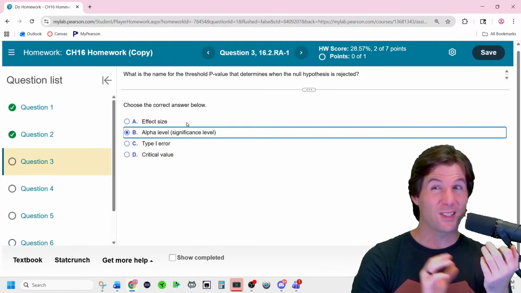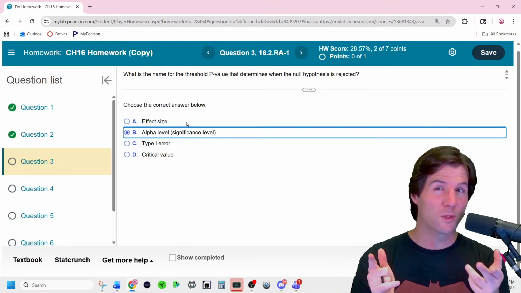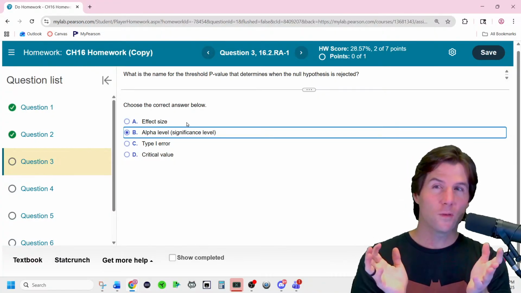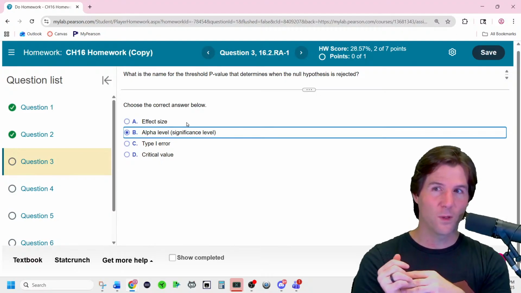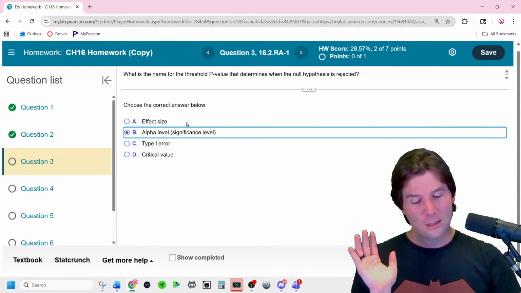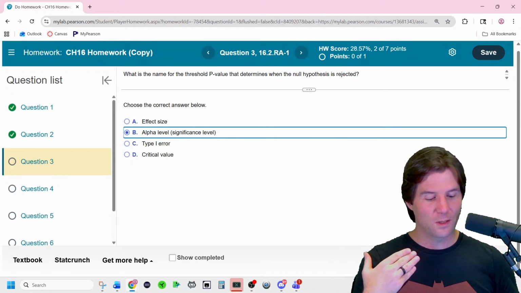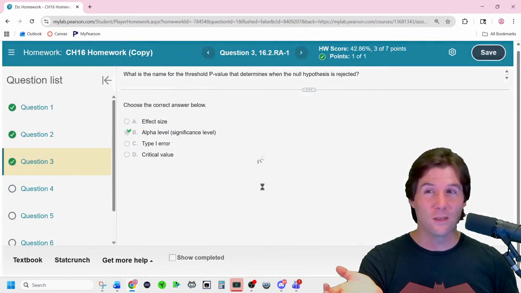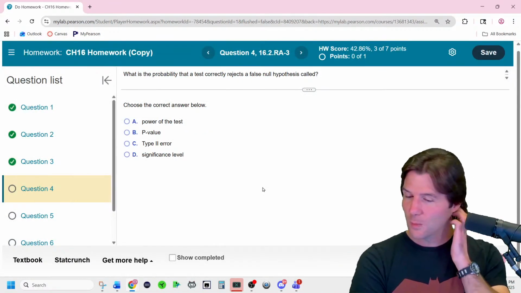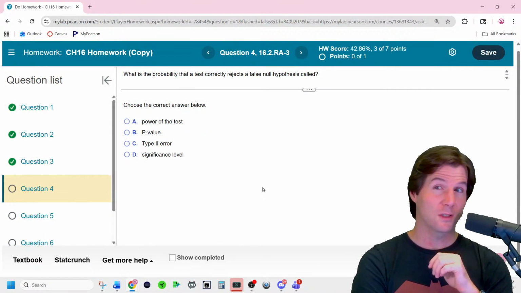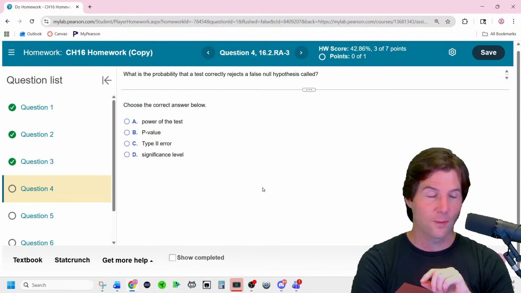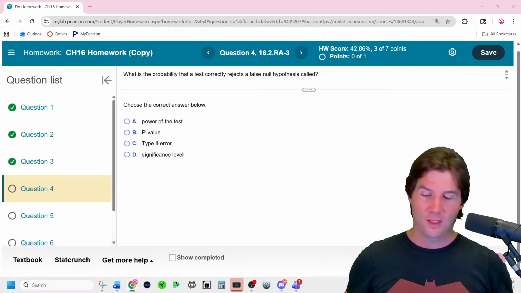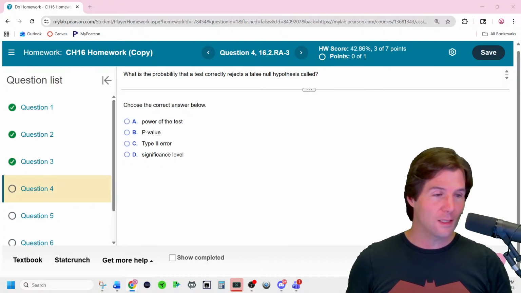Type 1 error is actually connected to alpha, but it's when you reject the null when the null is true. Critical values are used for doing statistical tests, and they're the test statistic that we must fall beyond to reject the null. It's not commonly used with modern ways of doing statistics. What is the probability that a test correctly rejects the false null? Very interestingly, right here, this is not an error. Let me put this in the notes, because if you see errors right here, it is not an error.